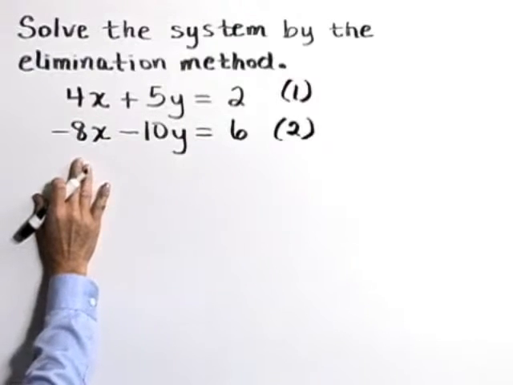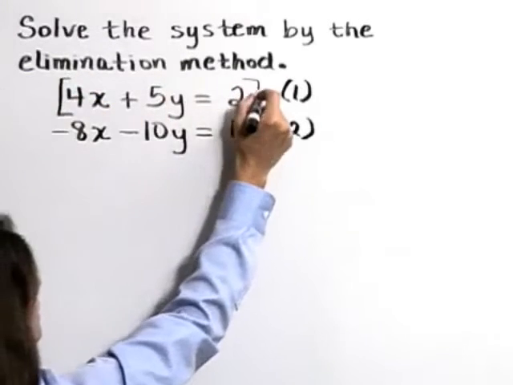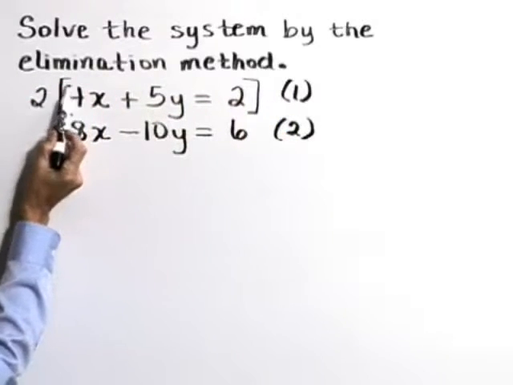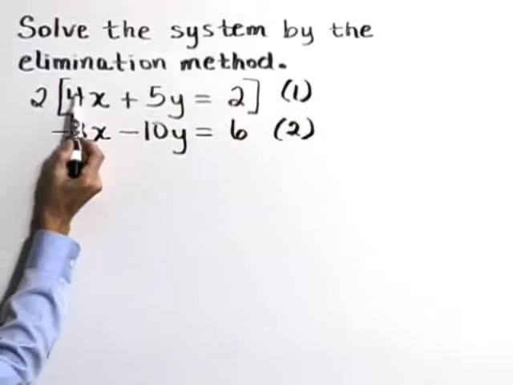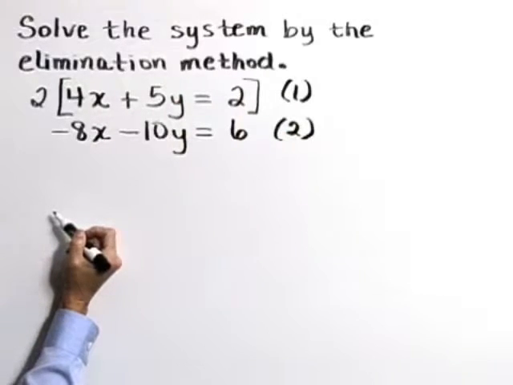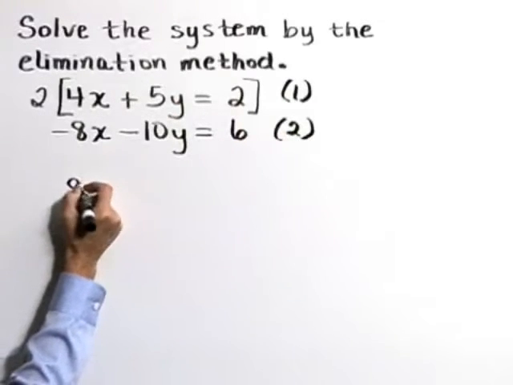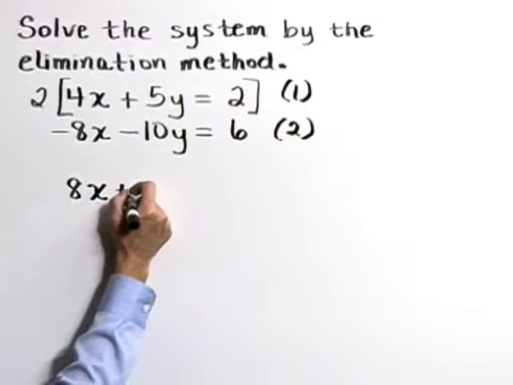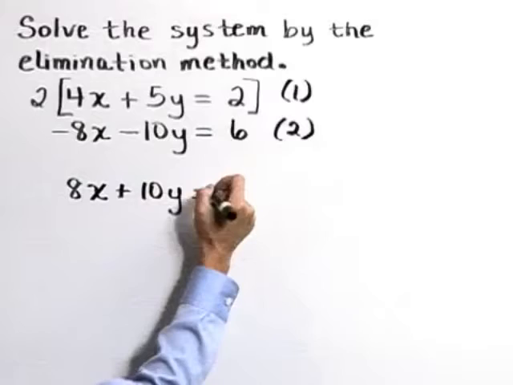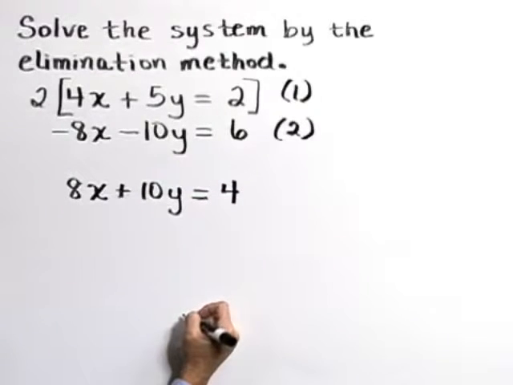for ease. If we multiply equation 1 entirely through by a positive 2, that will create a coefficient out in front of a positive 8 and allow those two to cancel out. So let's do that for equation 1. 2 times the 4x is 8x, plus 2 times that 5y is 10y, and that's equal to 2 times 2, or 4, on the right-hand side.